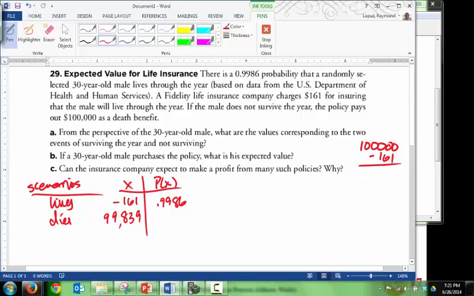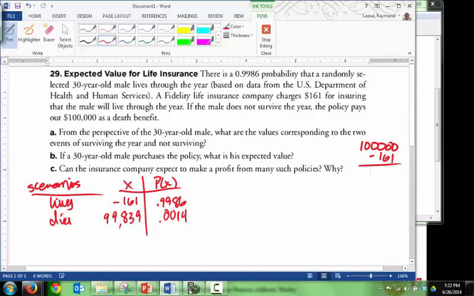Now, if that's 0.9986, what should the other one be? 1 minus that, right? So I think it's 0.0014? And if you add that, it should equal 1 because this is a probability distribution table. Okay, we won't add that. We'll just assume that that's correct.